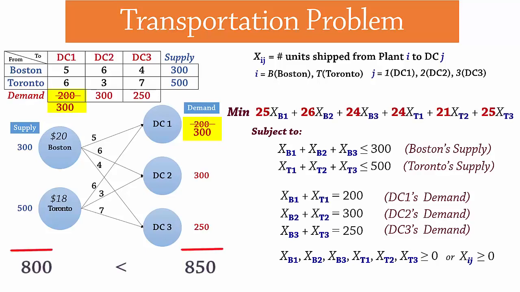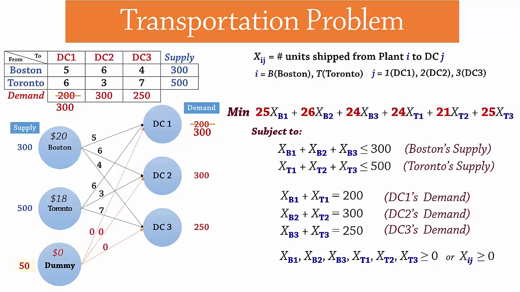Let's look at 2 ways to handle this. Since demand now exceeds supply by 50 units, one approach is to add a dummy plant and assign it a supply of 50 units. Note that these 50 units do not exist. So their cost per unit is 0 and their shipping cost is also 0 since they're not going to be shipped at all. We can thus modify our model as follows.